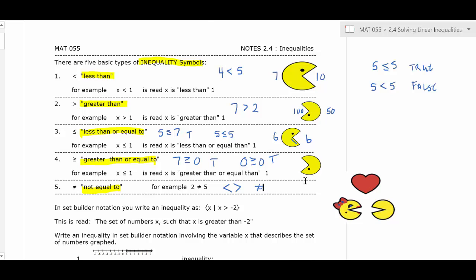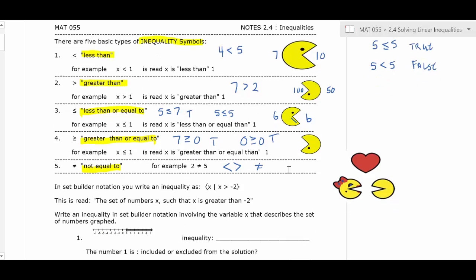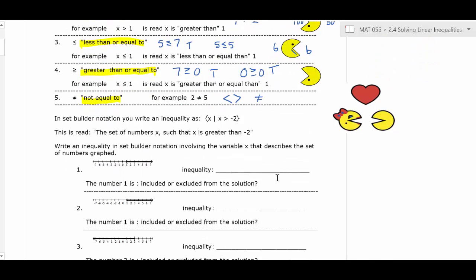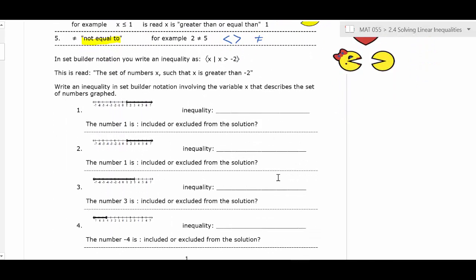All right, so those are the different symbols. You want to be sure that you know the difference between less than, greater than, less than or equal to, greater than or equal to, or not equal to. That's the point. Next thing we want to do is look at different notational systems.